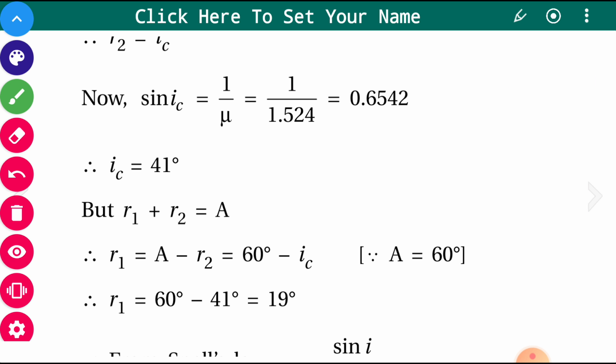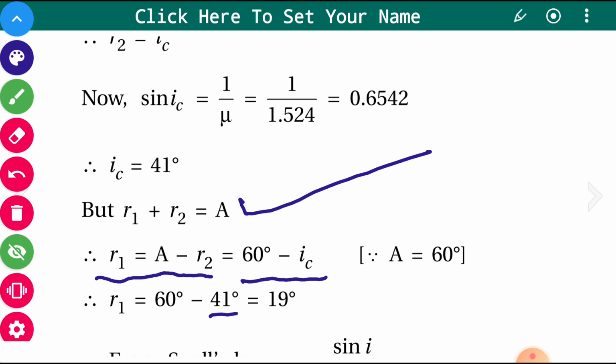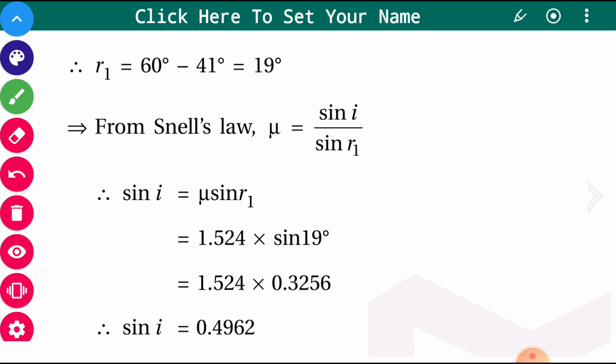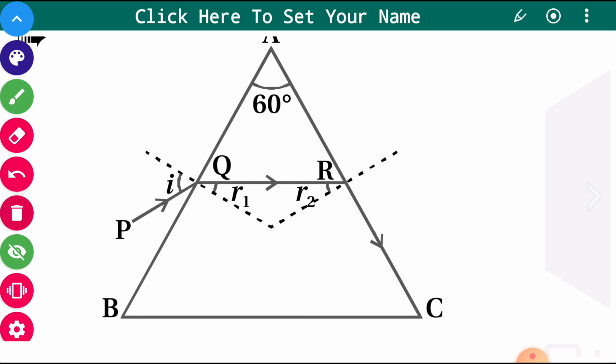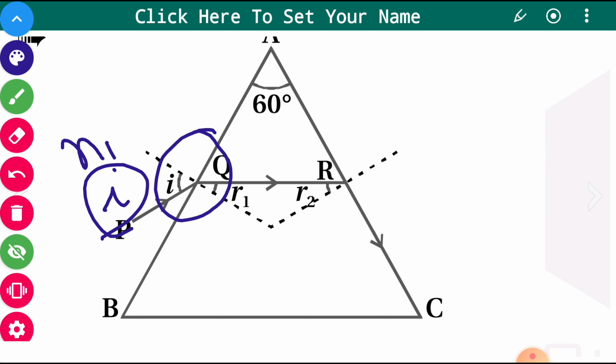So R1 plus R2, as you know, R1 plus R2 is A. So R1 is A minus R2, 60 minus R2, R2 is IC, that is 41 degree. So R1 is 19 degree. Now according to Snell's law, for the first face, at this face we are applying Snell's law. So N1 sin I is equal to N2 sin R1.